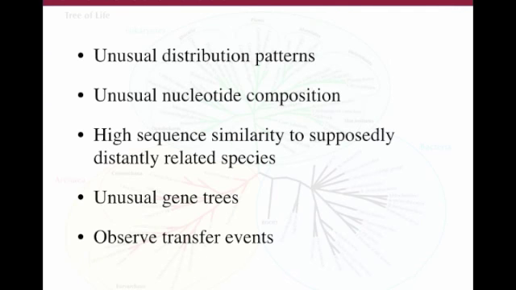So here's the suite of methods that you could use to detect gene transfers, including where you find the gene, what the nucleotide composition is, whether or not its sequence is really similar to something that is supposedly distantly related, unusual phylogenetic trees, and the last, which people are doing more and more of, is actually observing the gene transfer events themselves in a population.